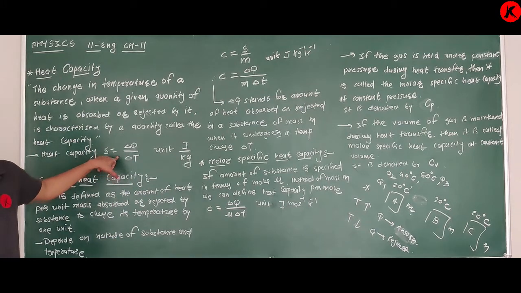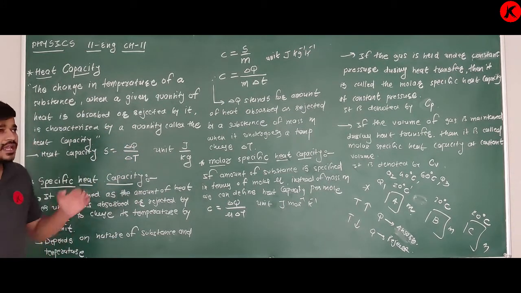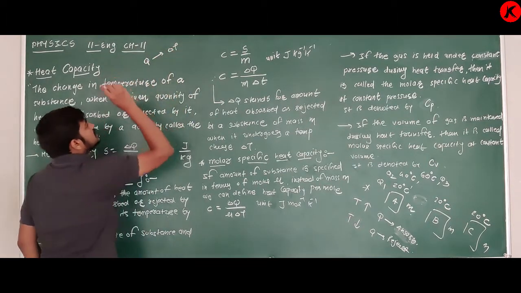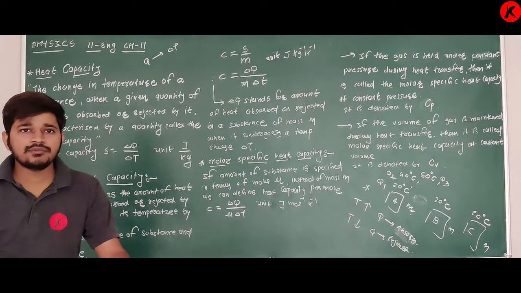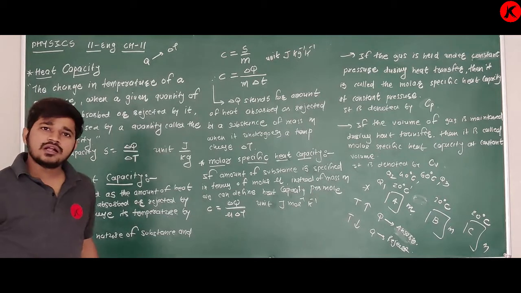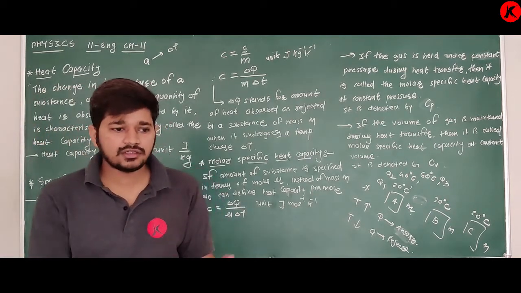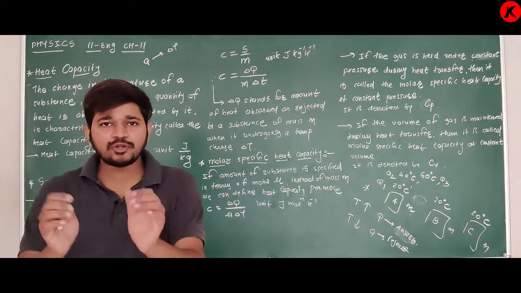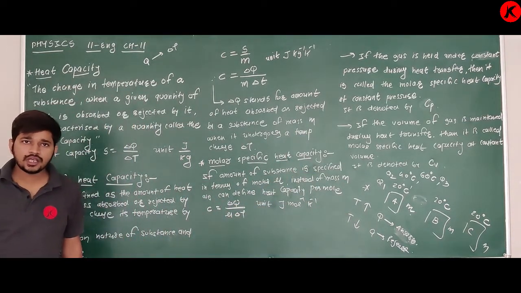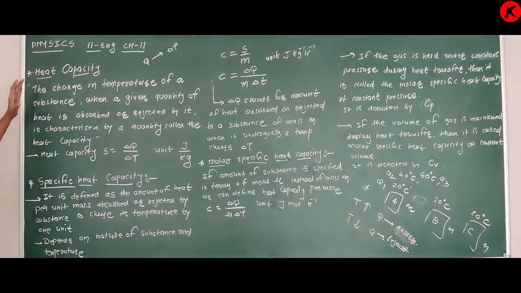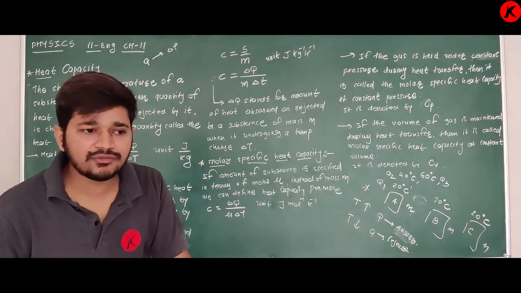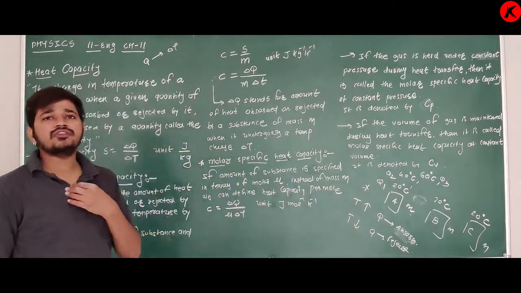What is the simple meaning of this? If I give this Q energy, then the change in temperature is delta T. If I am giving some energy, then what is the change in temperature? It is a simple relation. For this amount of heat, it is this temperature difference. Clear? So it is the first definition, that is heat capacity: for a given temperature difference, what amount of heat is required.